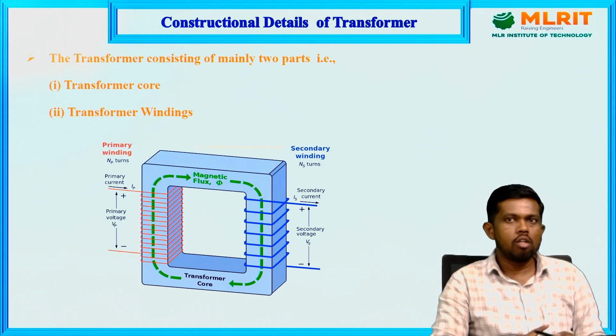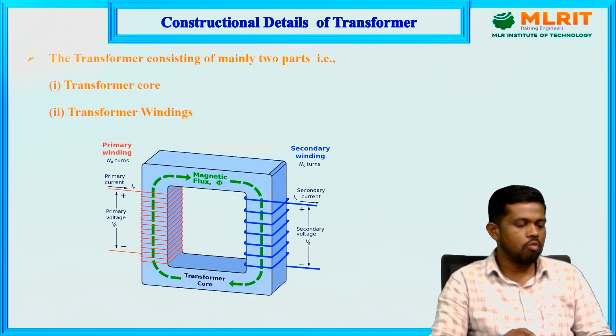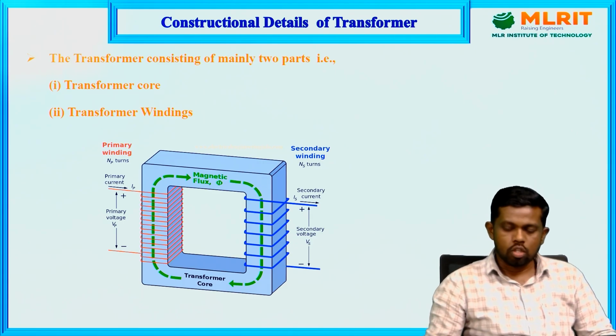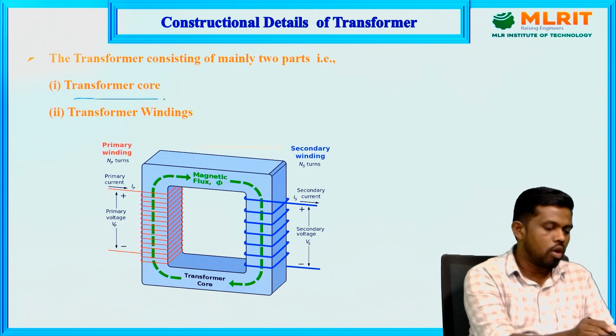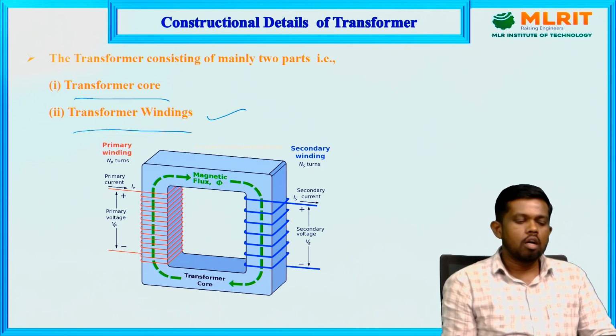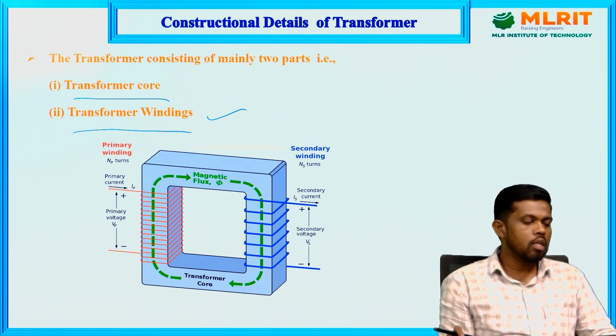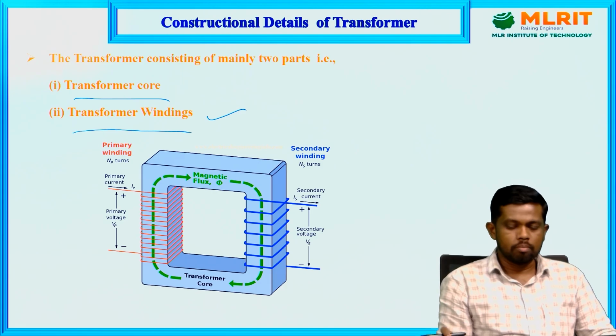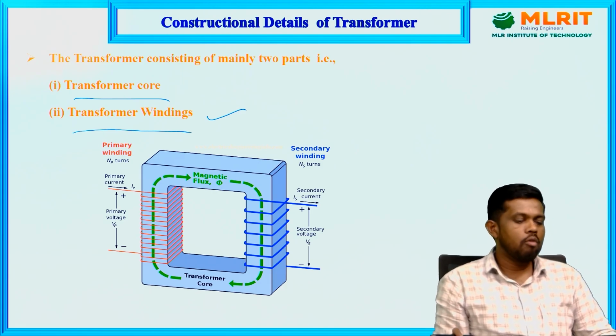Actually, we have the other way also. Here we only need to discuss the cross section view of the transformer construction, that is, the transformer core as well as the transformer windings. Both parts only we need to consider. In the complete construction details, we would need to discuss each and every part in detail. But in our curriculum, we only need awareness regarding the construction details of the transformer. For that, we consider only the cross sectional view. In that, the transformer consists of mainly two parts: the transformer core and the transformer winding.